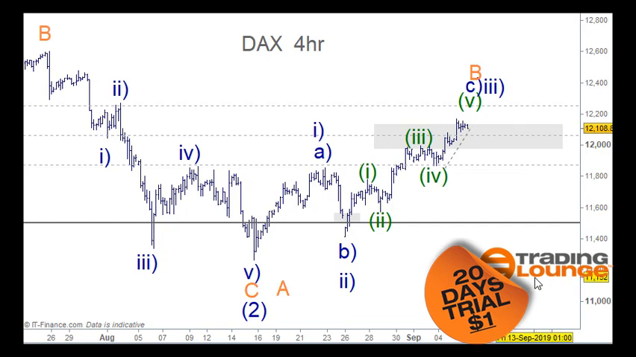The other count here that we can't just throw out is that this can be wave 1 here with wave 2 here, and then looking for wave 3 to the upside. So more of a bullish count to the upside. But we'll just take it step by step, and we'll let the wave count determine what we should do.